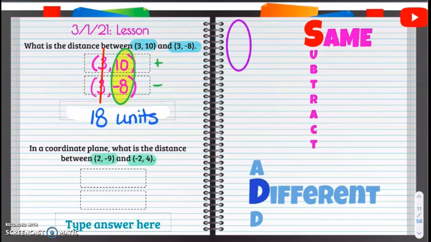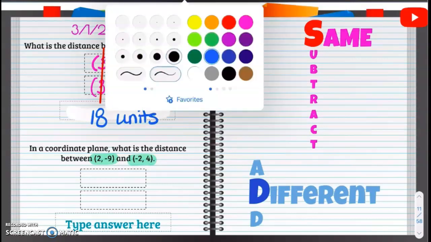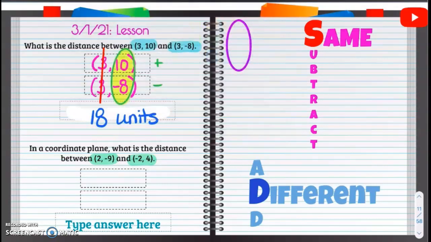So what we're going to do, I'm so sorry, that should be a +2. I apologize. That is a +2. Please forgive me there. We have 2, -9, 2, 4. So are they the same sign or different signs?